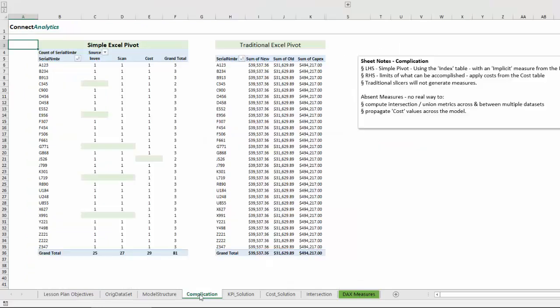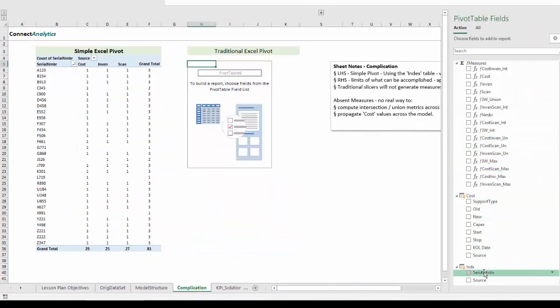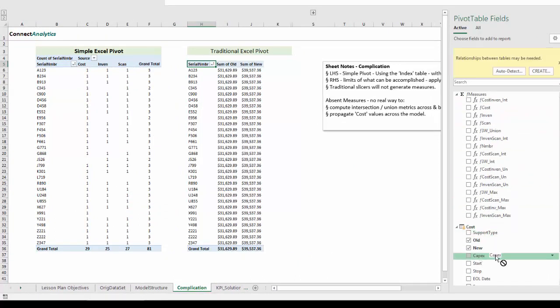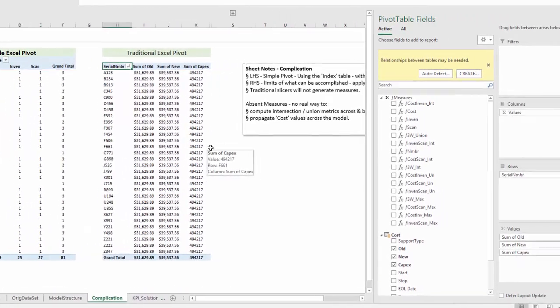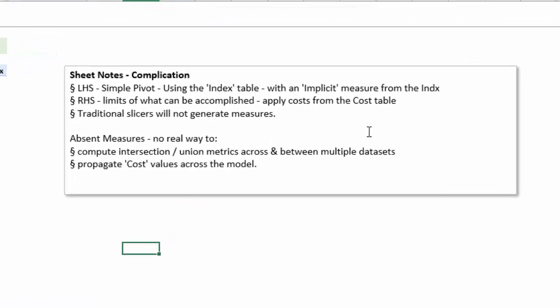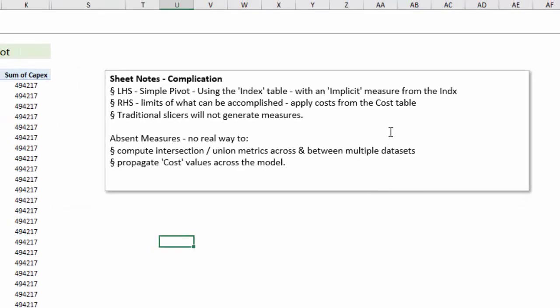Okay, let's go look at the traditional environment here for a minute. So this is where most people end up. They're able to join the tables together. Again, we're going to take serial numbers, put them on the row side here. We're thinking we want some costs, so we'll go old, new, and CapEx, and you can see we now have a problem. The point I want to leave everyone with here from this particular slide is that absent the measures, there is really no way that traditional Excel can scale efficiently across multiple data sets.